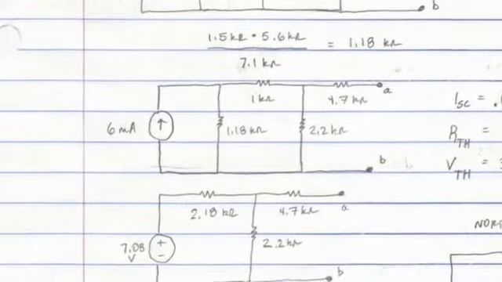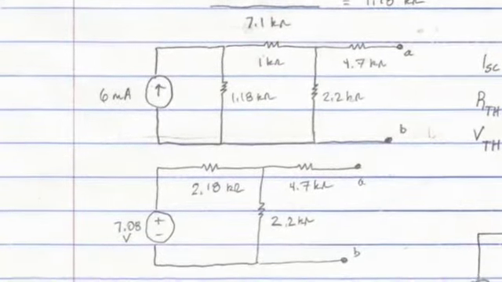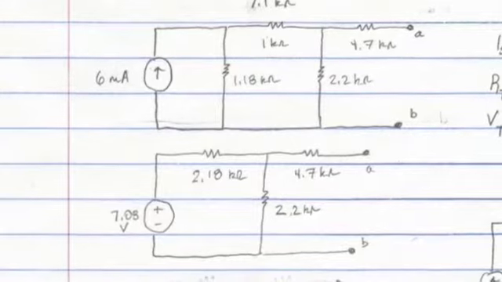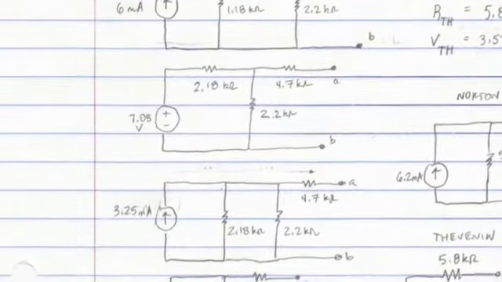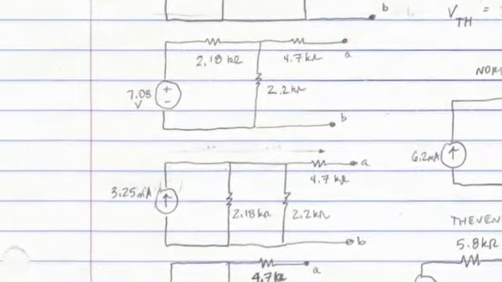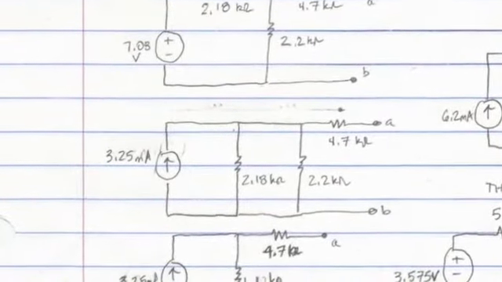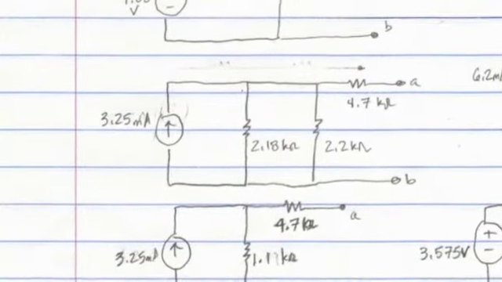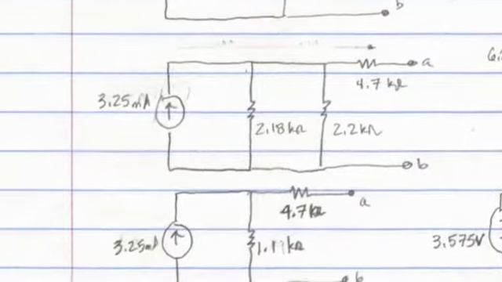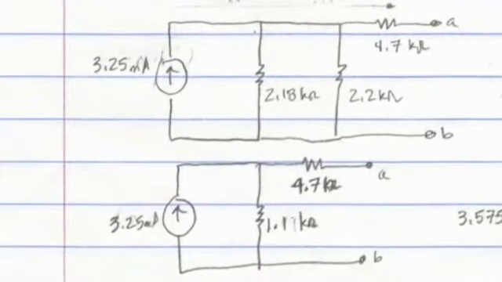is 1.18 kilo ohms. Then you just do another source transformation, transforming that 6 milliamp current source to a 7.08 volt voltage source, adding the two resistors in series. Then you do another source transformation from the 7.08 volt voltage source to a 3.25 milliamp current source. The 2.18 kilo ohm resistor and the 2.2 kilo ohm resistor are in parallel, so you find the equivalent resistance of those, which is 1.1 kilo ohms.